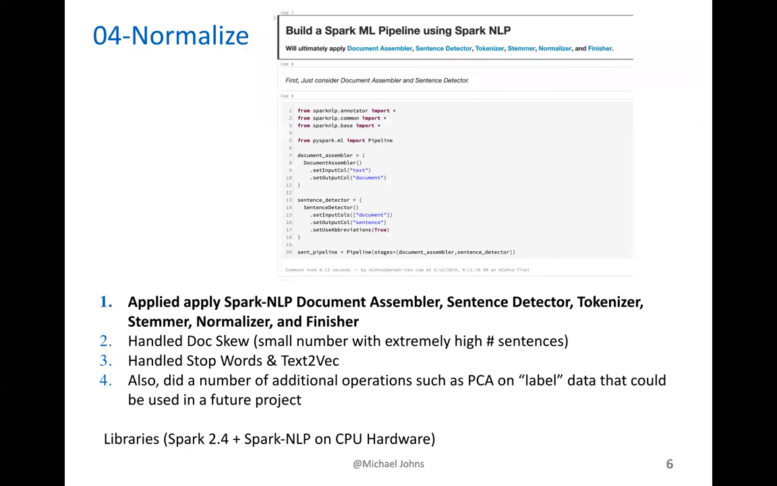So to normalize, we go through really several stages. We go through document assembler, sentence detector, tokenizer, stemmer, and then a normalizer and a finisher. We're using Spark NLP, a library provided by John Snow Labs. And we break it up in the middle to do some things around sentences as well.